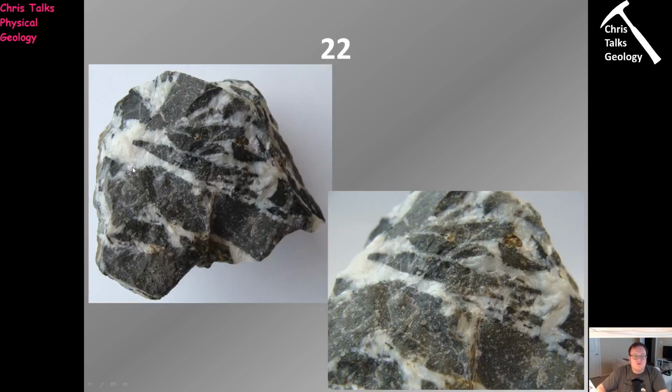Okay, on to sample 22. Now here's sample 22. Now I want you to ignore these golden spots. You can see them here in slightly greater detail. These are sulfide minerals. They are not important to our classification.